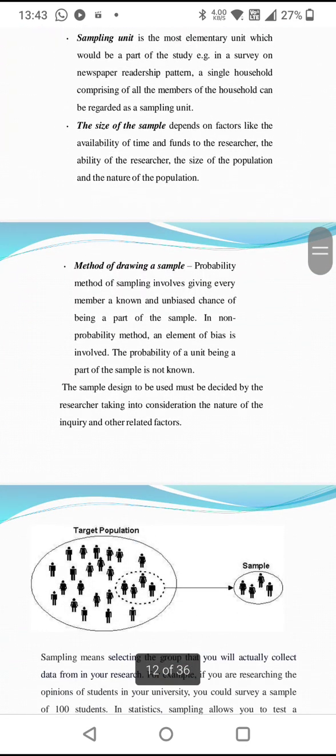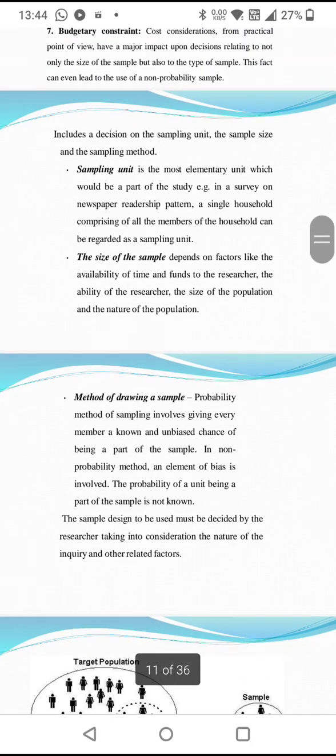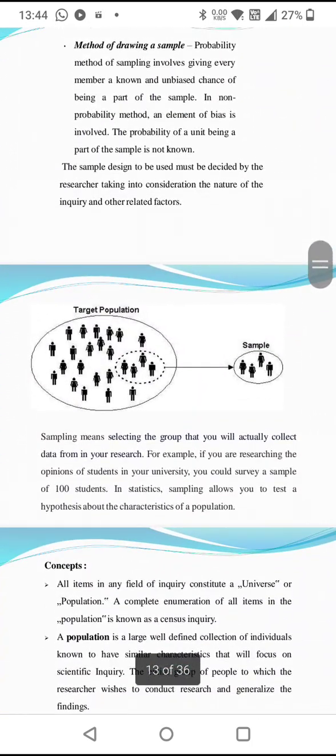How to draw a sample? Probability method of sampling involves giving every member a known and unbiased chance of being a part of the sample. In non-probability sampling method, an element of bias has always to be included. The probability of a unit being a part of the sample will not be known. The sample design to be used must be decided by the researcher taking into consideration the nature of the inquiry and other related factors. So this was about the method of drawing a sample.